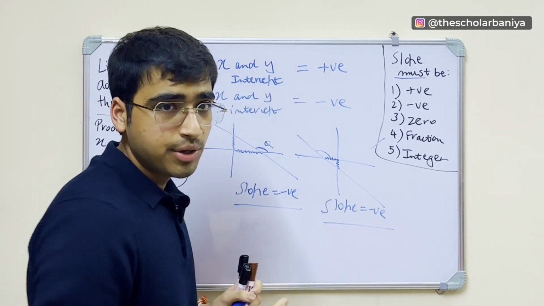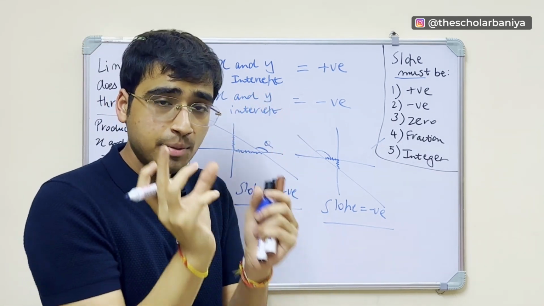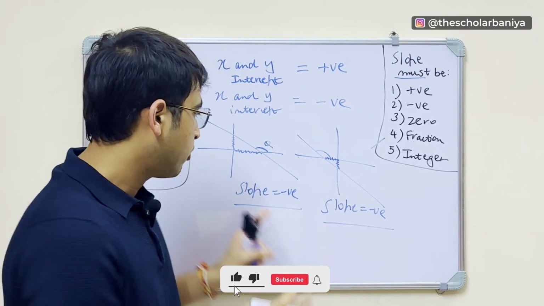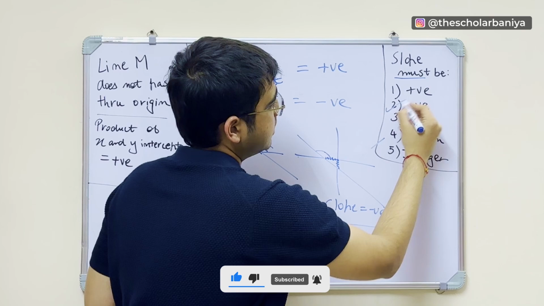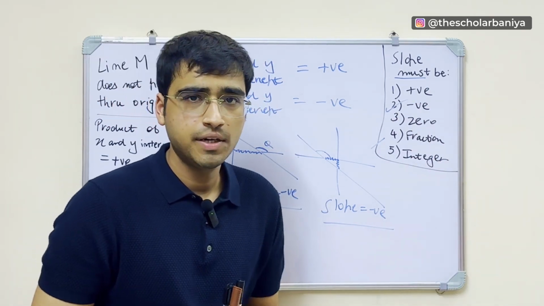So any case you take where the x and the y intercept product is positive, the slope will always be negative because there are only two possible cases. So your answer becomes the second option, that the slope must be negative. I hope this should be clear.